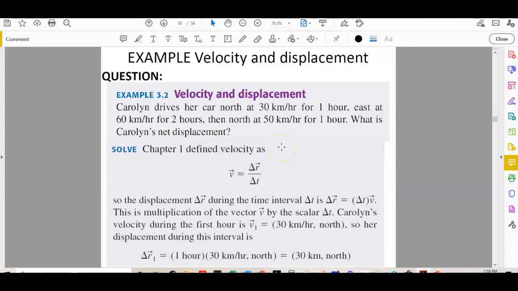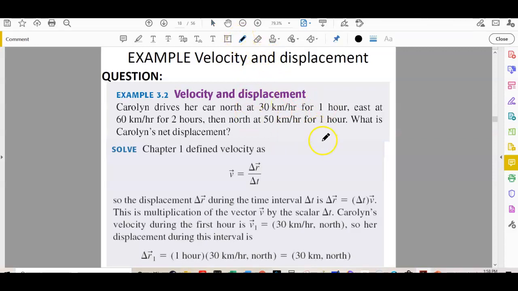Well, let's do an example and try to apply it into our case. Carolyn is driving a car north at 30 kilometers an hour for 1 hour. All right. So she's driving 30 kilometers an hour for 1 hour. So how far has Carol driven? Well, that would be, what is that?